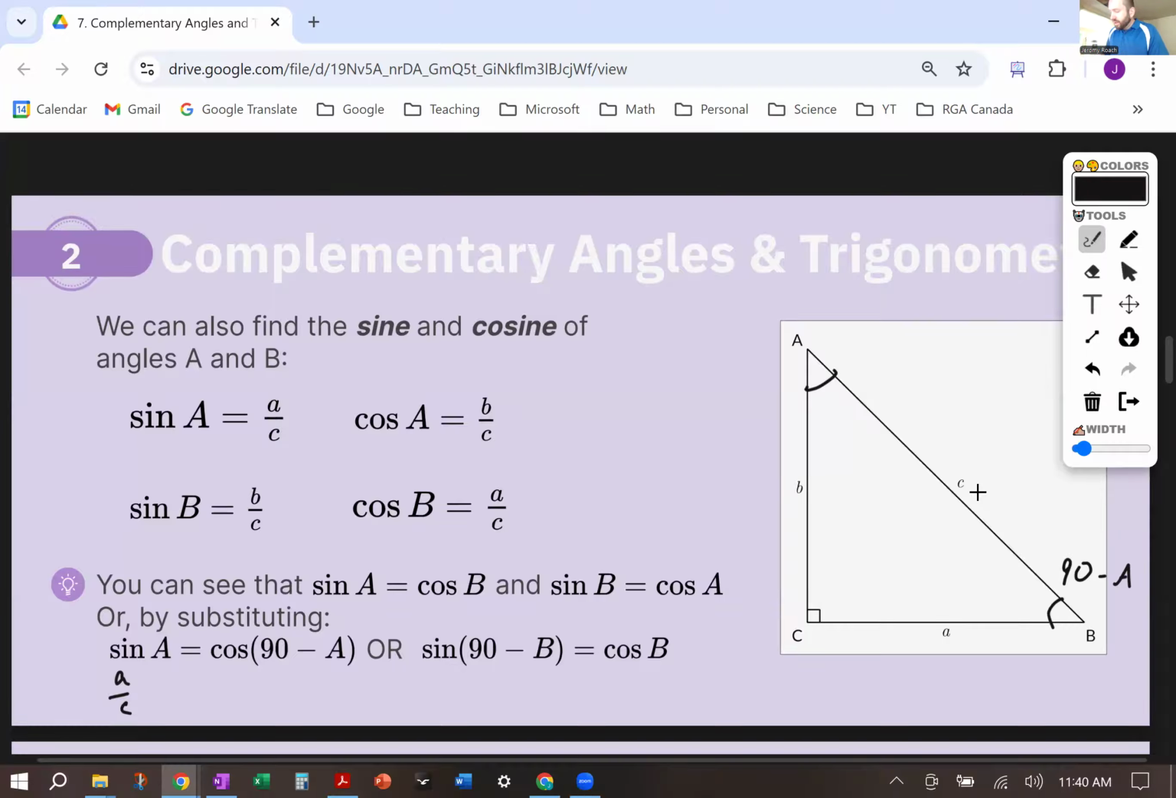Same thing over here. Sine of 90 minus B, which is the same thing as sine A. That's 90 minus B right there. This basically just says sine A. This basically just says cosine B. So these are just rules that we have to sort of remember for the test.